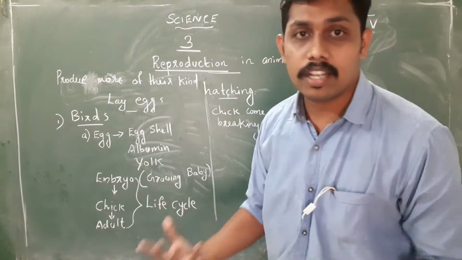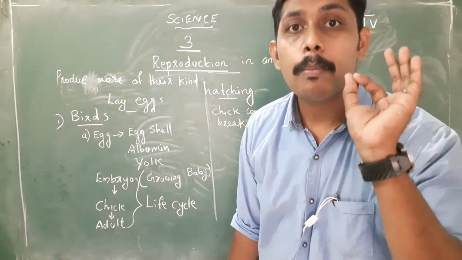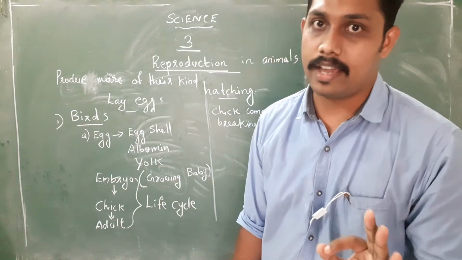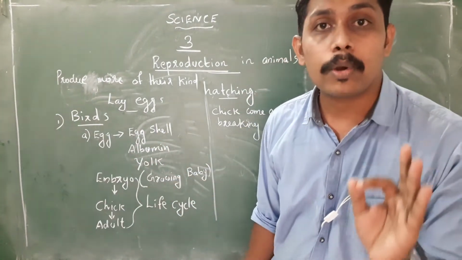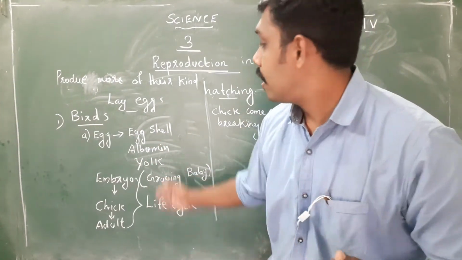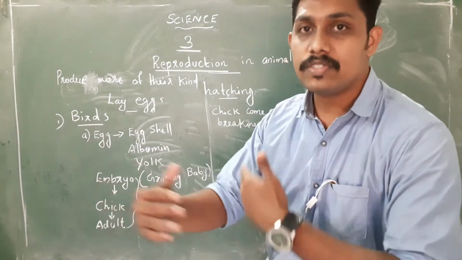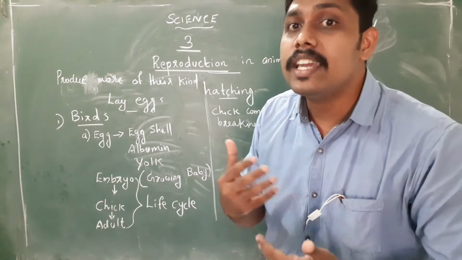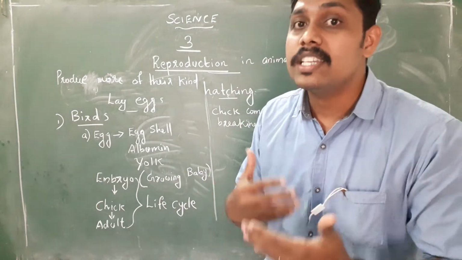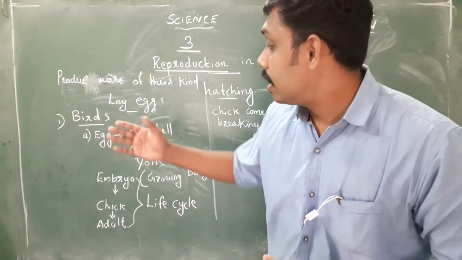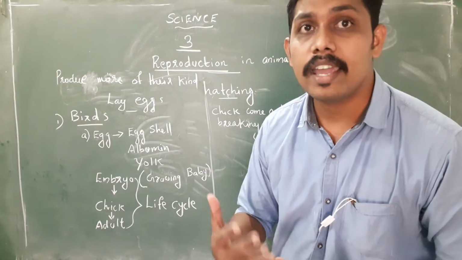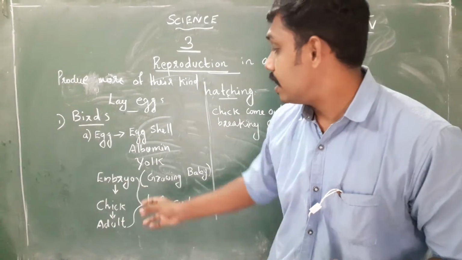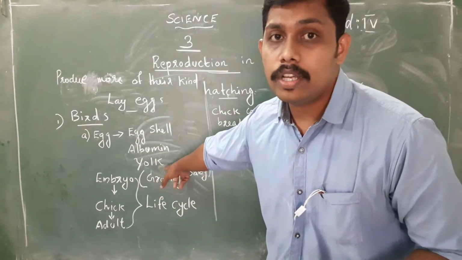What does the eggshell do? The eggshell is the protective layer of the egg. And what is the albumin? It is a jelly-like substance which is sealed inside the egg. And also there is a part called yolk.